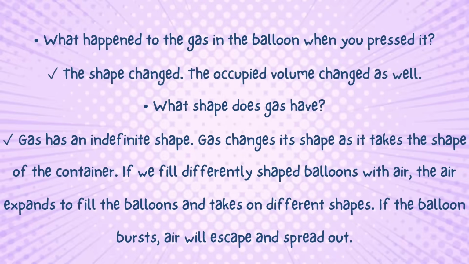What happened to the gas in the balloon when you pressed it? Okay, the shape changed. The occupied volume changed as well. So, what shape does gas have? Okay, gas, same with liquid, has indefinite shape. Gas changes its shape as it takes the shape of the container. If we fill differently shaped balloons with air, the air expands to fill the balloons and takes on the different shapes. If the balloon bursts, air will escape and spread out.